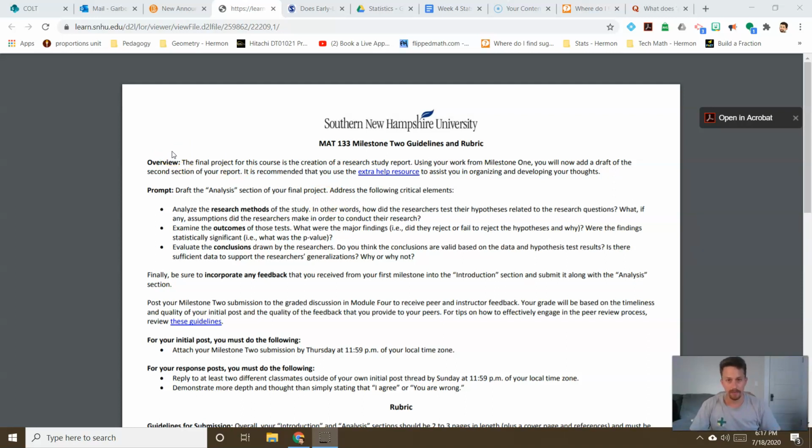So this is the second rough draft, and I'm going to go through this rubric here, which is posted in multiple places throughout the course, including the Week 4 announcement. So the final project for this course is the creation of a research study report. Using your work from Milestone 1, you will now add a draft of the second section of your report, and there's this extra help resource you could use in addition to everything that I posted.